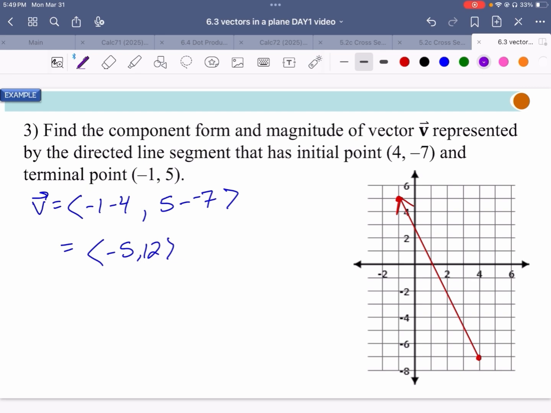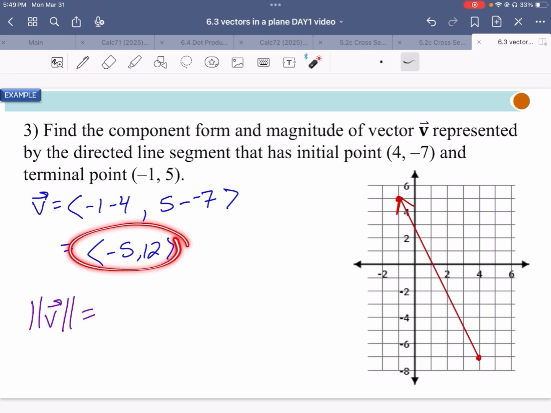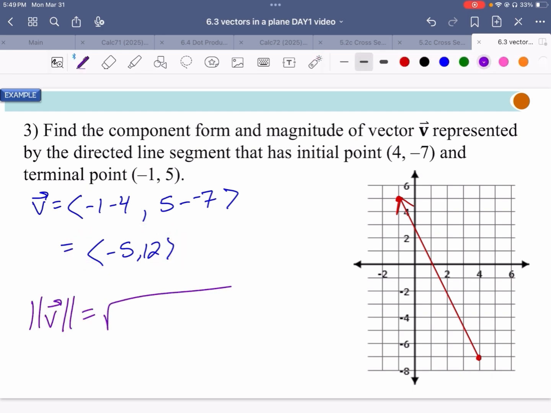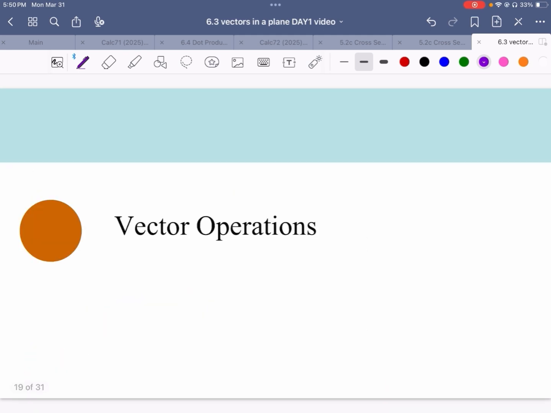Now, for the magnitude, because we now have the component form, we don't need to do the whole distance formula. We can just do the square root of negative 5 squared plus 12 squared. And that's going to work out to be 13. And there's your magnitude.